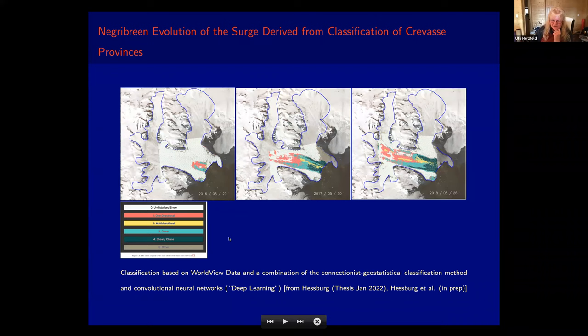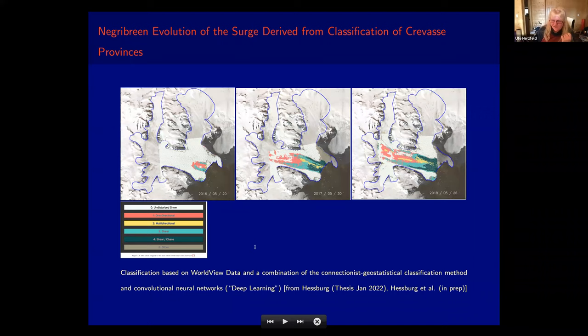We're using what's called the connectionistic statistical classification method, which is a neural network that uses geostatistical parameters as input and then trains on vectors of these parameters. What's new about this is that Jack Hesberg, who is about to graduate, with his thesis in January 2022, has implemented a combination between the old classification method, the 20-year-old neural network I made with a previous student, and a more modern approach to neural networks, which is a convolutional neural network.